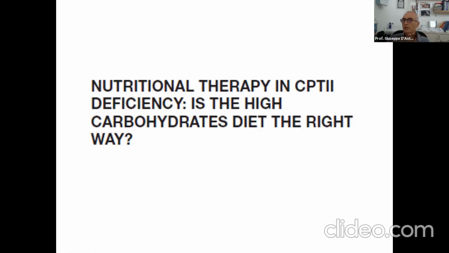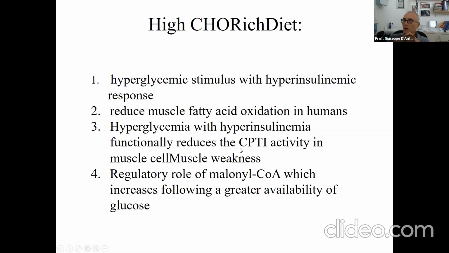Another aspect that should be taken into account is the nutritional approach in these patients. In particular, is the high carbohydrate diet the right way to counteract progression of the disease? We all know that a carbohydrate-rich diet produces a hyperglycemic stimulus and a hyperinsulinemic response. This reduces muscle fatty acid oxidation, at least in humans, and hyperglycemia and hyperinsulinemia functionally reduce the activity of CPT2 in muscle cells. Indeed, production of malonyl-CoA following greater availability of glucose has an inhibitory action on CPT2.